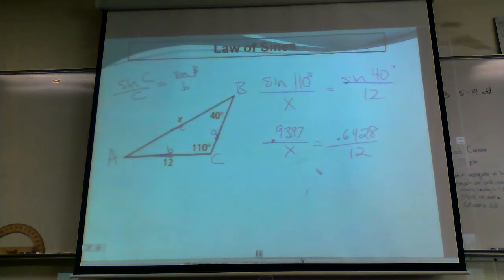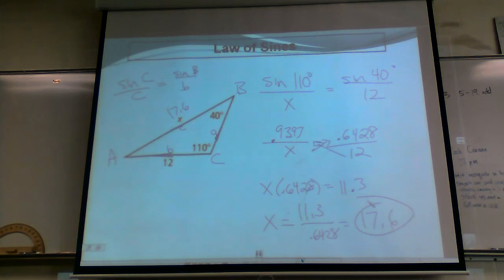All right, and then once you're there, guys, it's just a matter of cross multiplying, right? So x times that goes together, and then 12 times 0.9397. I can actually get a number for that, which is 11.3. And then the last step, since this is x times that decimal, remember you're going to divide by that decimal to get to the other side. So 11.3 divided by 0.64 is 17.6. There we go.